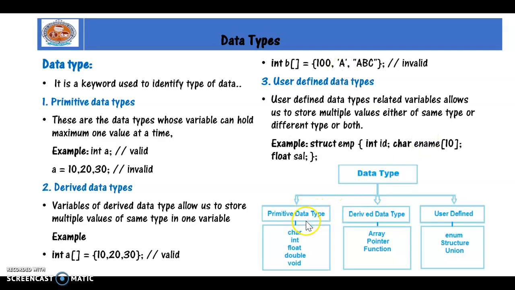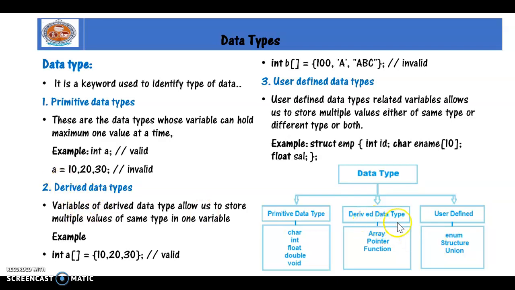It is majorly categorized into three types: primitive data type, derived data type and user-defined data type. Char, int, float, double and void come under primitive data types. Whenever we create a variable using this data type, it will store a maximum of one value at a time. So in an example, int a is valid. If we store a single value into this variable, that is valid. But here, I'm trying to store multiple values into the variable a using a primitive data type. So this is not valid in C language.